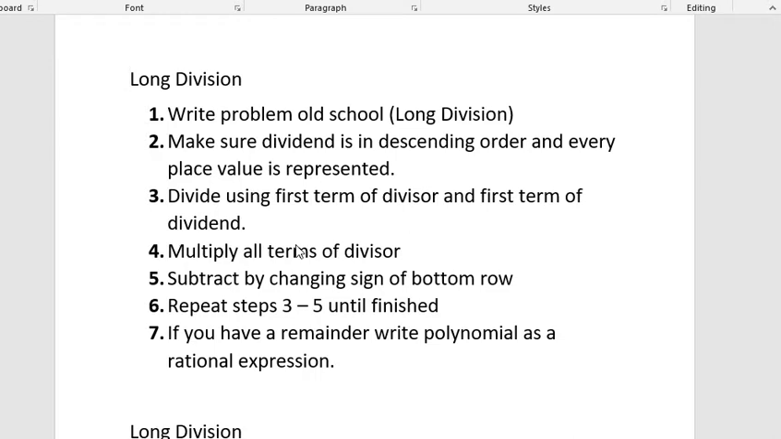Repeat steps 3 through 5 until finished. And if you have a remainder, write the polynomial as a rational expression. We're going to read that again. Write the problem old school, long division.